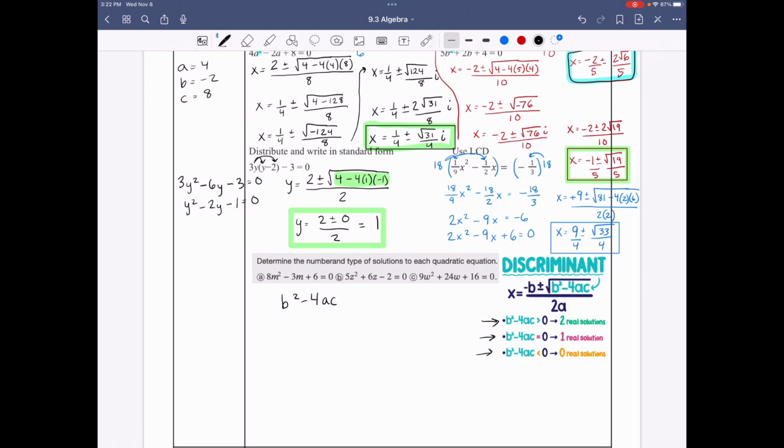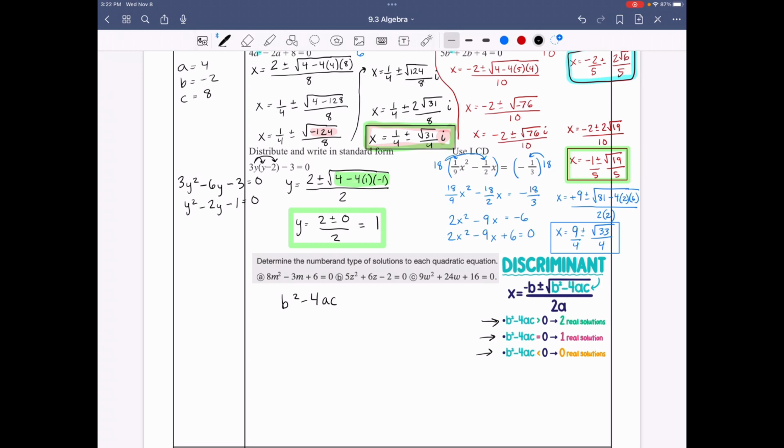And if it's less than 0, then there are no real solutions. And so that would be like this example up here. I'll highlight it over in pink again. Because we had a negative in our square root right here. That caused us to have no real solutions. We only had an imaginary solution. So let's look at A.